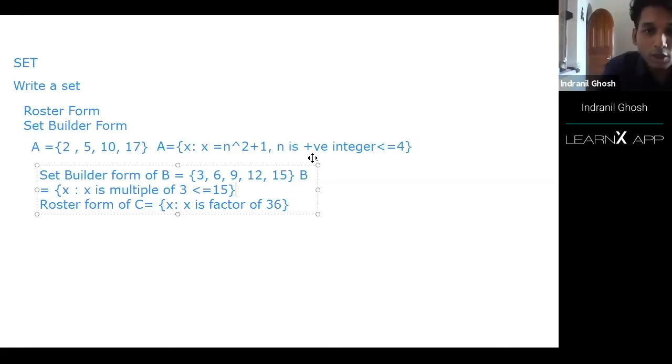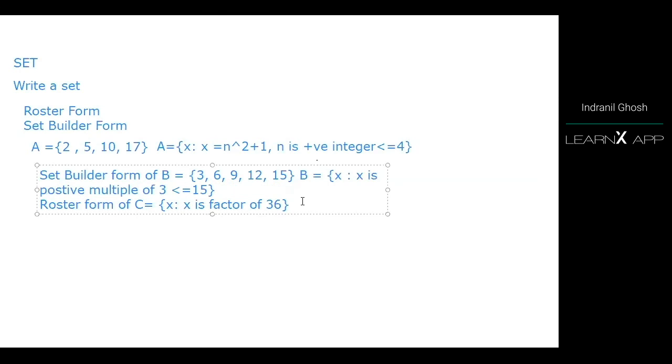The multiple or the factor is less than or equal to 5, so x should be less than or equal to 15. X is a multiple of 3 and x is less than or equal to 15. X is a positive multiple of 3, because we don't have 0 here. Can you tell me what should be the roster form for this one?